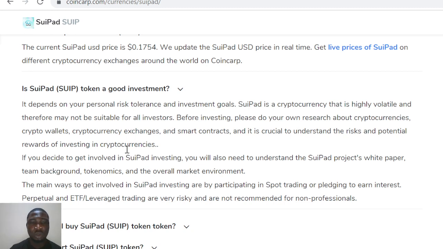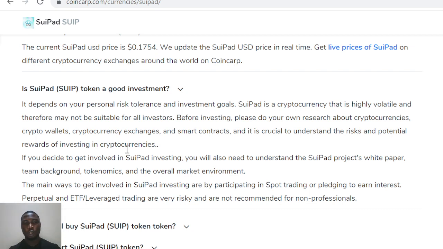If you decide to get involved, you have to understand the white paper, the background, the economics and also the overview of the market space. Now, the main way to get involved in this investment is to participate in spot trading. The perfect way to invest is to leverage on spot trading.